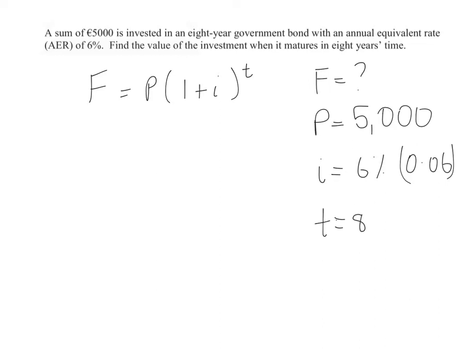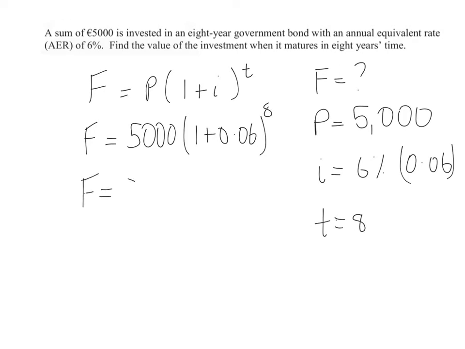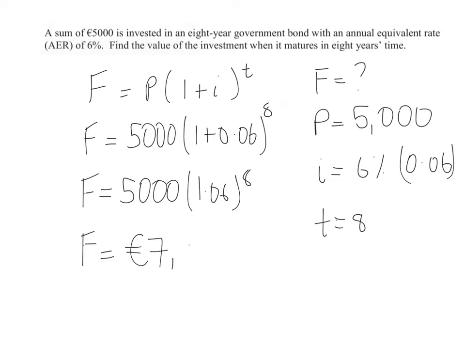So we've got F, we don't know, so we keep F equal to P, it's 5,000. Open my bracket, 1 plus 0.06, to the power of 8. My future value is 5,000. Okay, this plus 0.06 is 1.06 to the power of 8. And at this point, you can put it into your calculator. The future value is going to be 7,989.24.